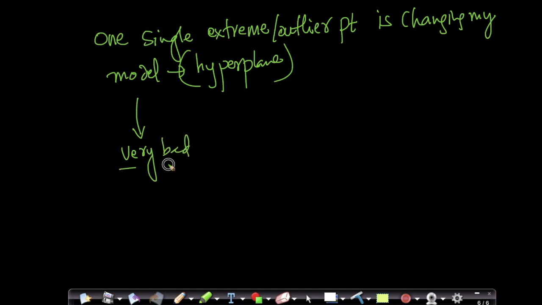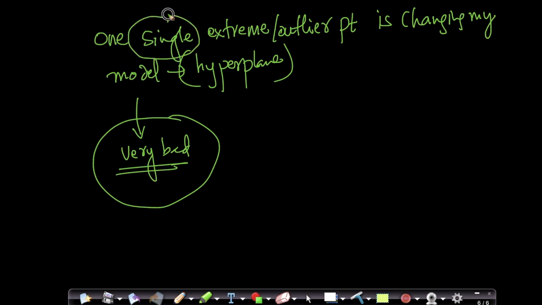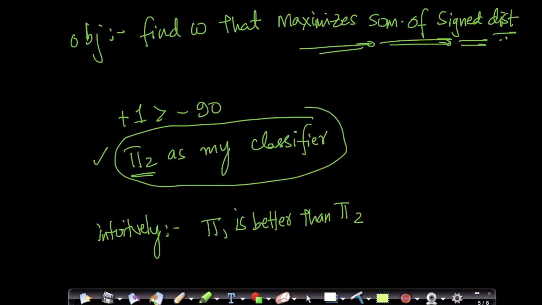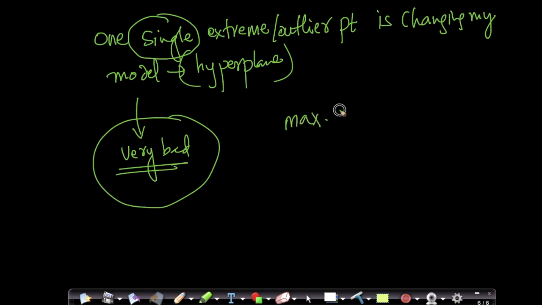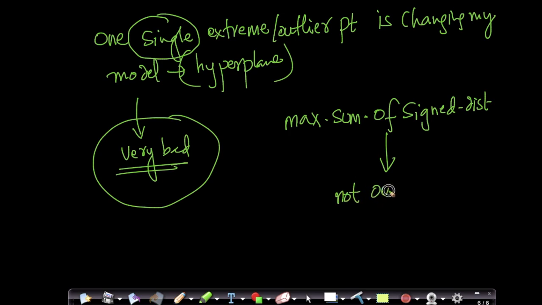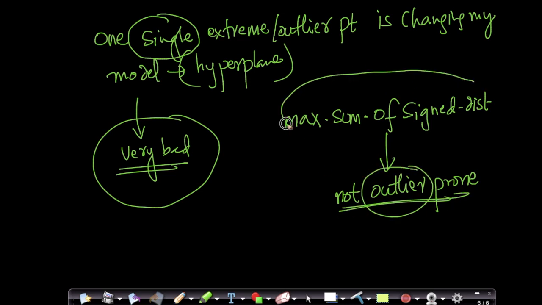We should never be in this situation, because there are always outliers, extreme points, erroneous points in data. If one point is impacting my model this badly, then something needs to be done. So maximizing the sum of signed distances is not outlier-proof, which means outliers can impact it a lot. So now we need to somehow modify this formulation.